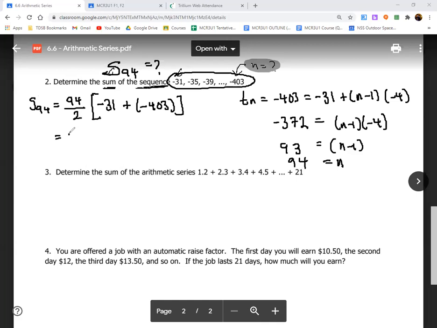We have 47 multiplied by negative 434, which I cannot do in my head. I wish I could. That would make me feel pretty nice about myself. 434 times 47. Negative 20,398. There it is.